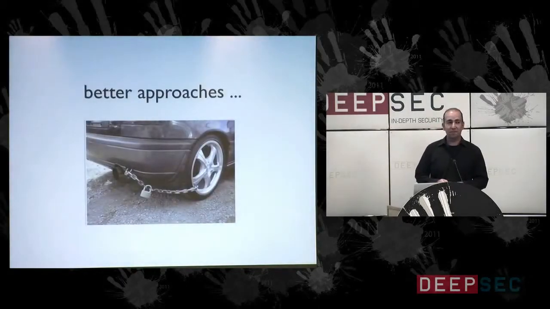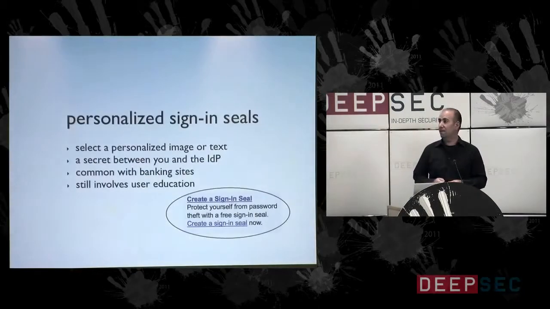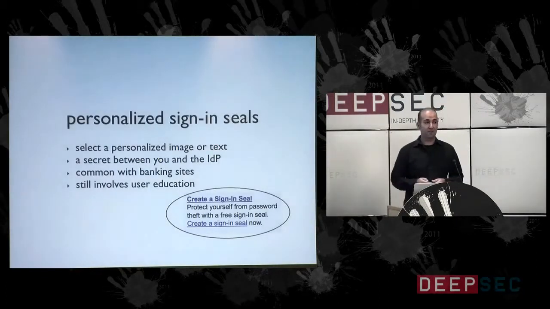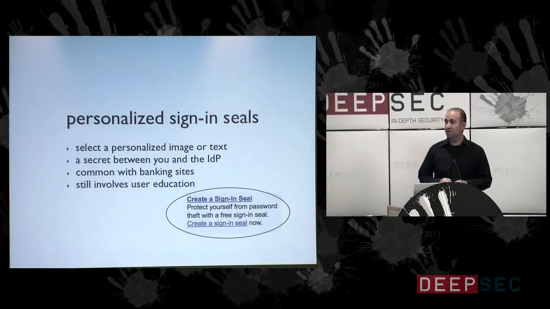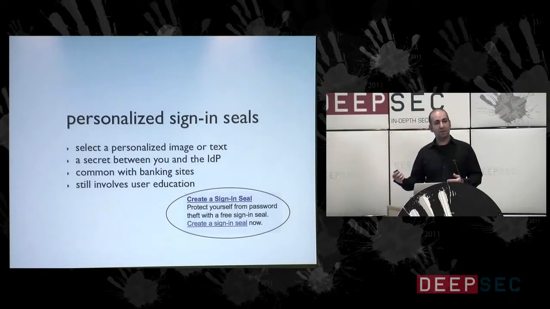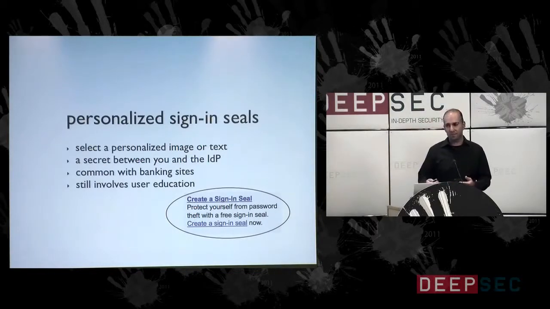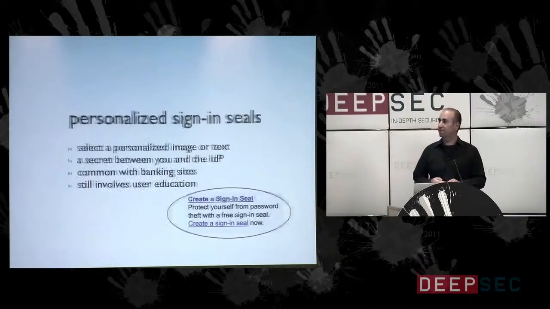So there's a couple better solutions that I think we've seen in the industry today. One is obviously sign-on seals that we see with banking websites, for example. It's a trust that you establish with the IDP, which the consumer, the third-party client, doesn't know anything about. So that works. That definitely reduces the phishing threat.